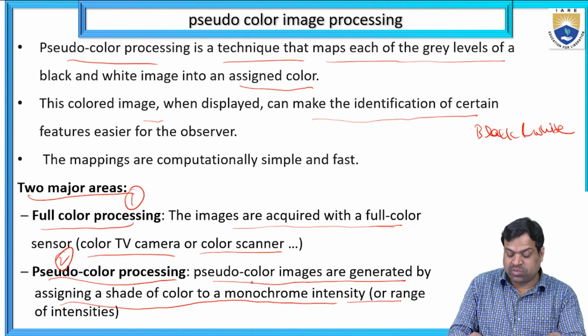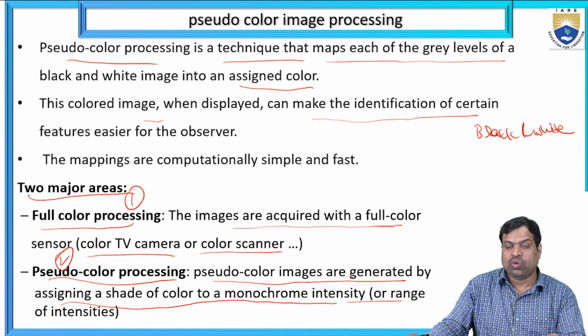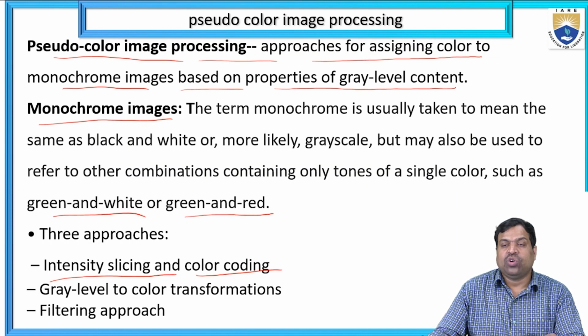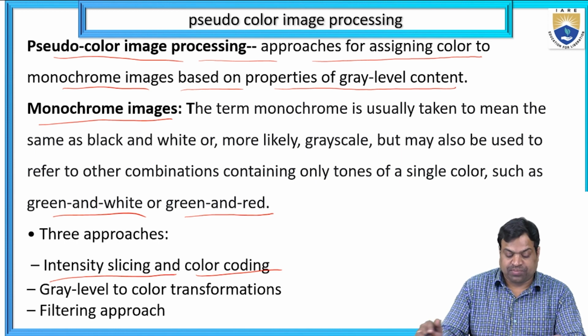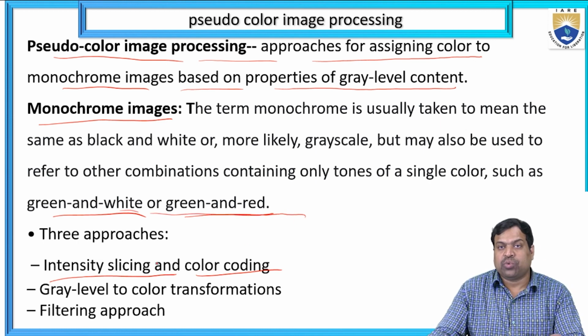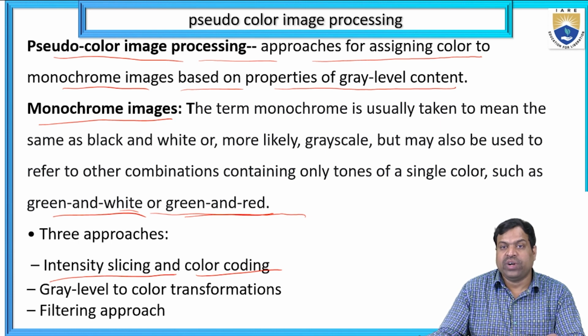Pseudo color image processing means pseudo color images are generated by assigning a shade of color to a monochrome intensity or range of intensities. And pseudo color images approach assigning a color to the monochrome. So what does monochrome mean? It is likely a grayscale combination, that is a green and white or green and red combination. So what are the approaches for monochrome images? Intensity slicing or color coding, gray level to color transformation, and filtering approach.